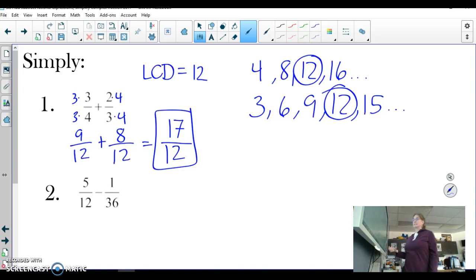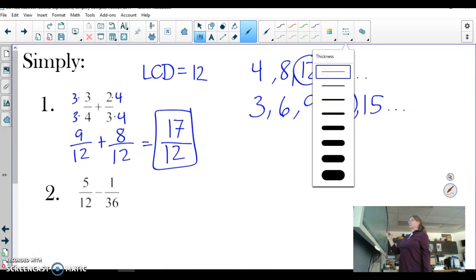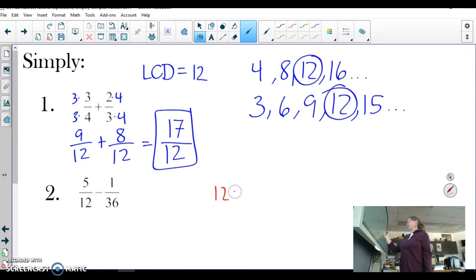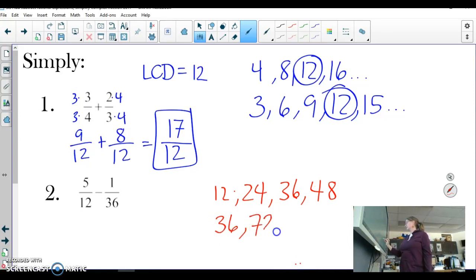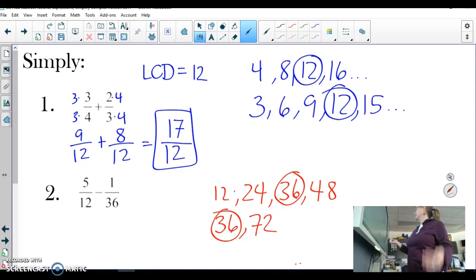12 and 36. On the top one, we had to multiply the 4 times the 3 to get our least common denominator. But for the second one here, if you look at the multiples of 12, you have 12, 24, 36, 48. 12 goes evenly into 36. So if I start listing the multiples of 36, it's 36, 72. The least common denominator between those two is 36. The least common multiple of 12 and 36 is 36.